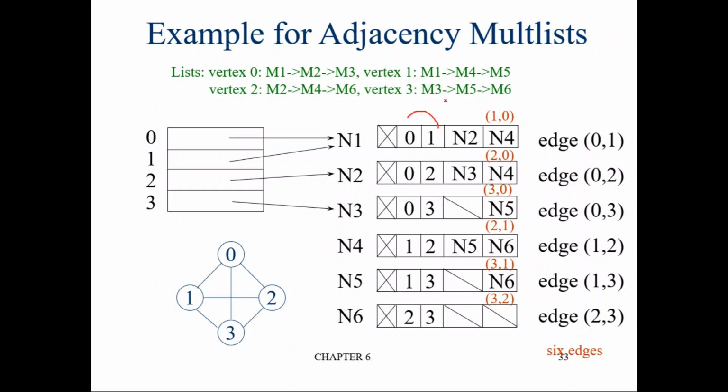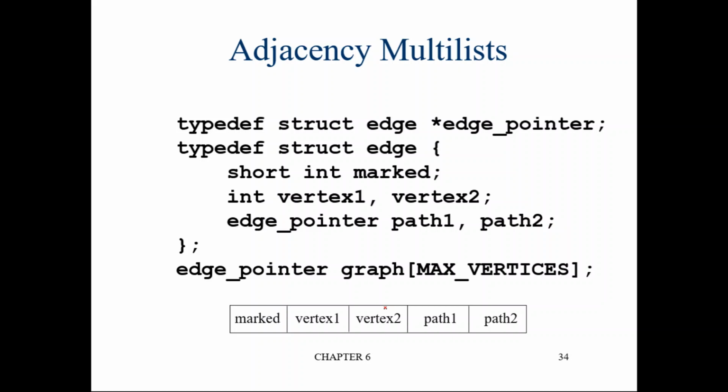This will take care of not only 0 to 1, it will also take care of 1 to 0. Similarly, this is one node, this is another node. It takes care of 0 to 2 and 2 to 0. This will take care of 0 to 3 and 3 to 0. This will take care of 1 to 2 and also 2 to 1. This will take care of 1 to 3 and 3 to 1. This will take care of 2 to 3 and also 3 to 2. Okay, fine.